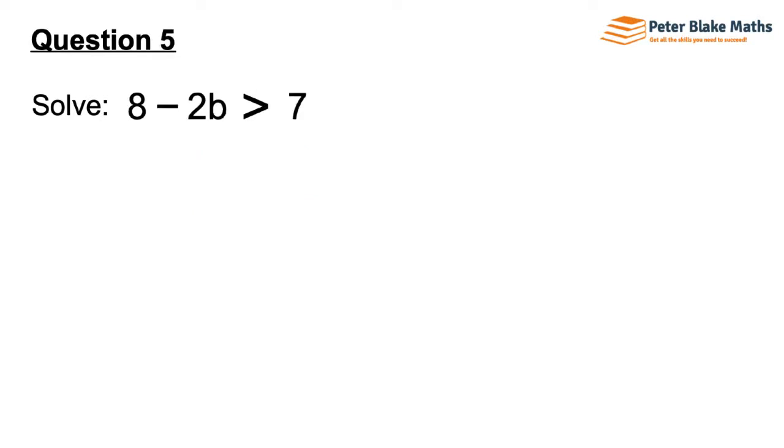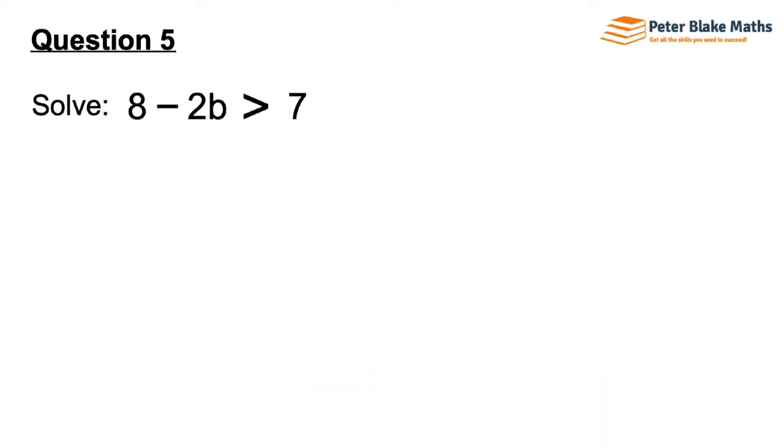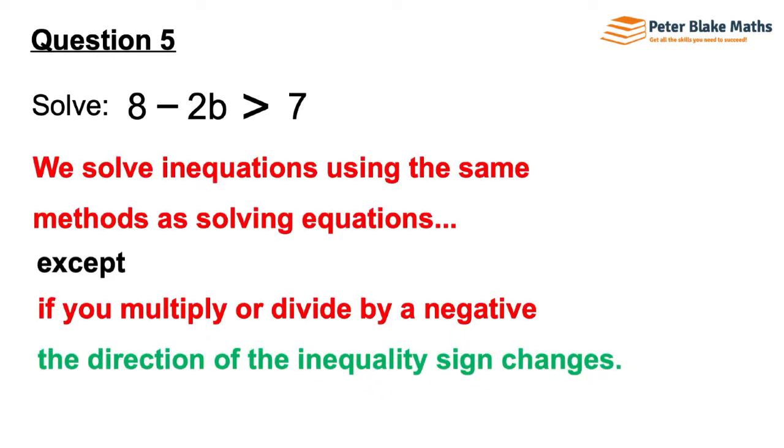Question 5. This time we have: solve 8 minus 2b is greater than 7. We solve inequations using the same method as solving equations, except if we multiply or divide by a negative value, the direction of the inequality sign changes. We'll have to watch very carefully in this one, no hints.